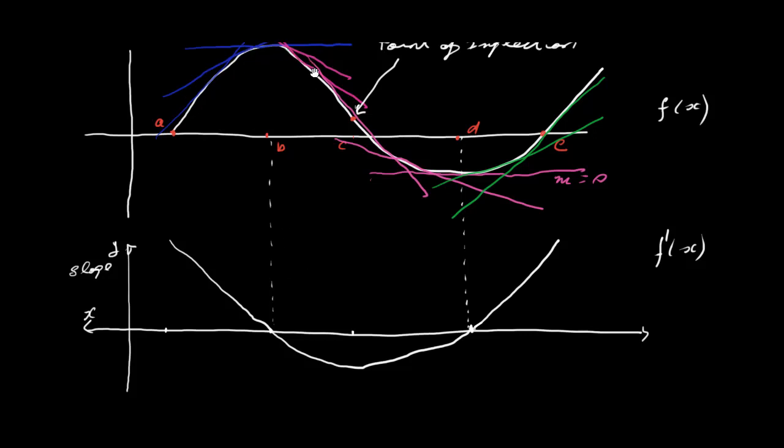Once we went past B, we have negative slopes all the way down to D, so we're now below the x-axis down here. And then after D, we have positive values for our slopes up here. So we're now above the x-axis up here. All of these represent positive values for our slopes of our tangents up here.